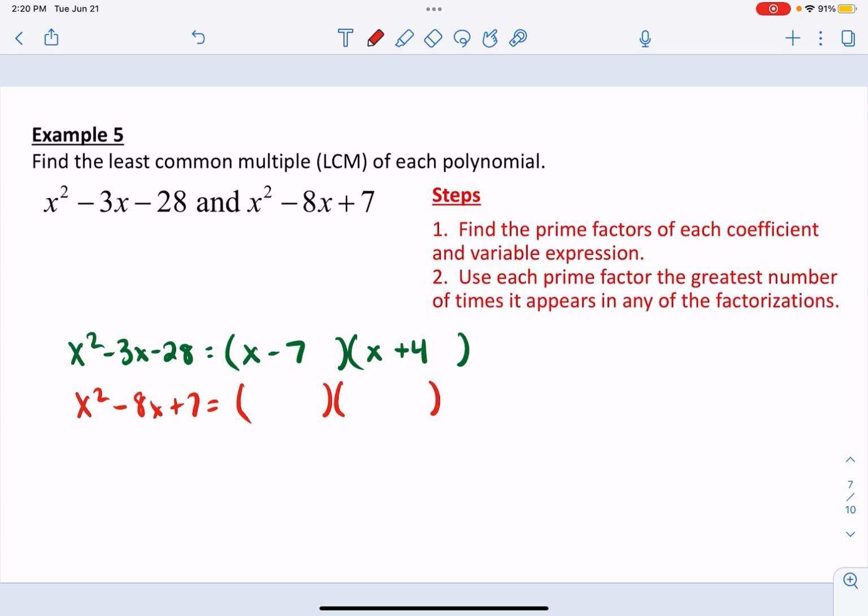And x and x, things that multiply to be a negative 7, I'm sorry, a positive 7, but a negative 8, minus 7, minus 1. Yes, that works.